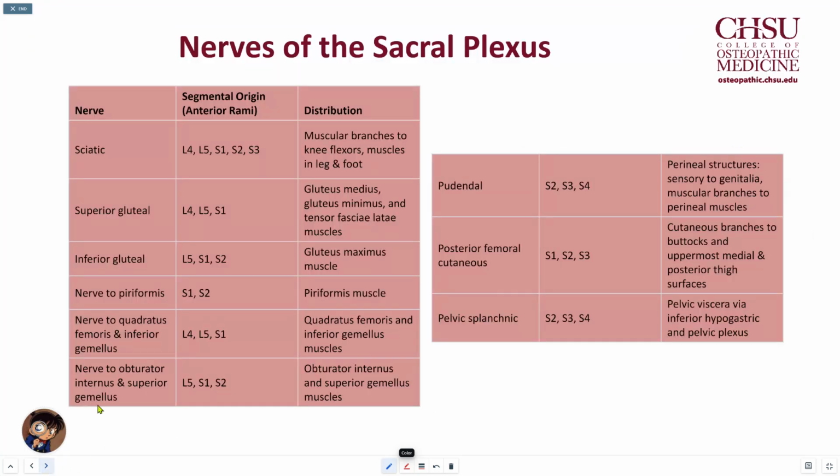And here is a quick snapshot chart that goes over the key nerves and the nerve roots, as well as briefly which muscles they innervate. So make sure you study these key items.